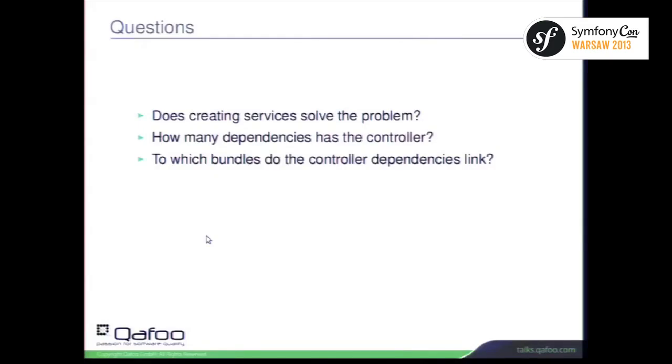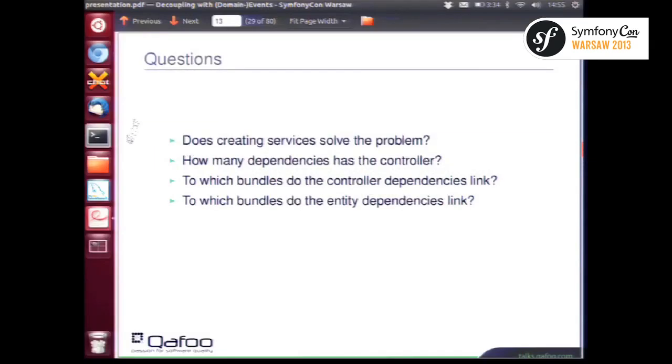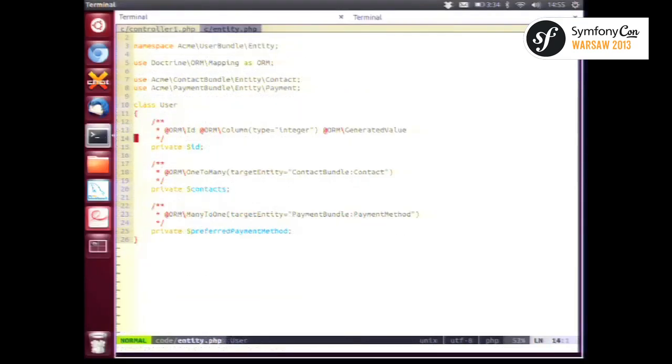So to which bundles do the entity dependencies actually link? We have a bunch of entities that are maybe in place here. I have an example here. The user might be in the user bundle, which extends from the FOSUserBundle. And we have maybe dependencies to contacts, maybe dependencies to the payment module. So even the entities have dependencies between bundles, and it's sort of messy between all the different components.